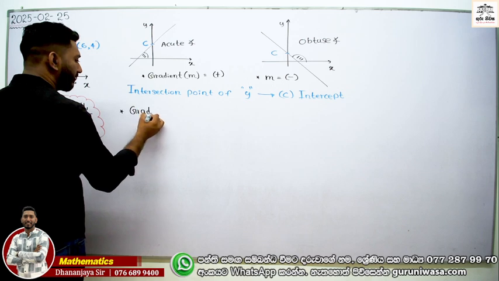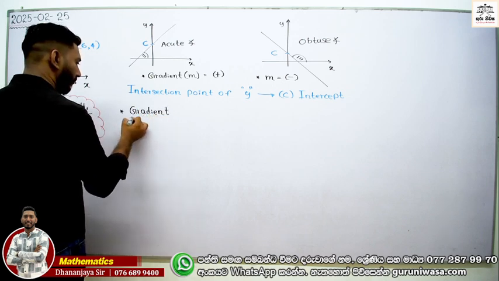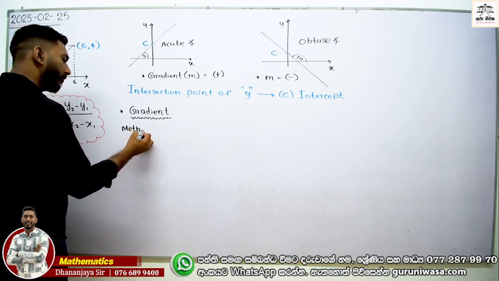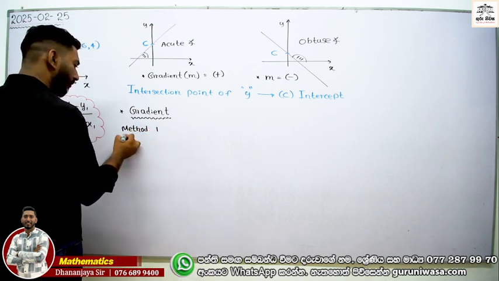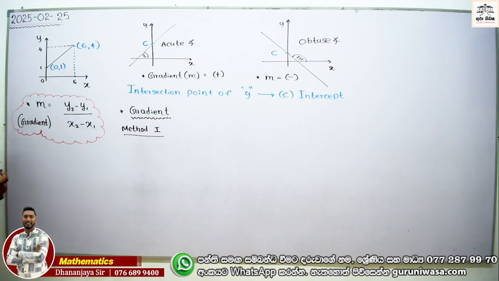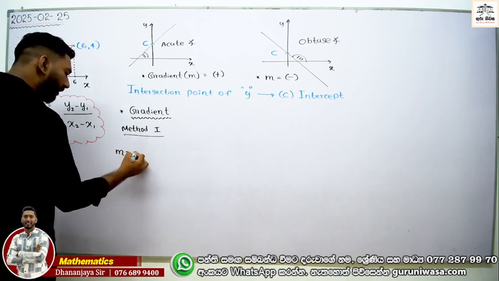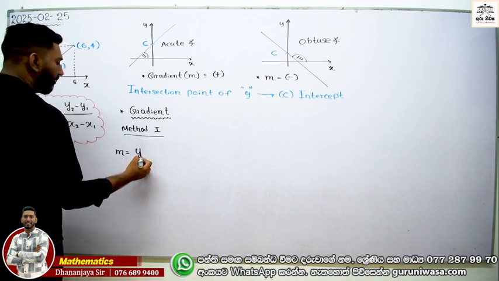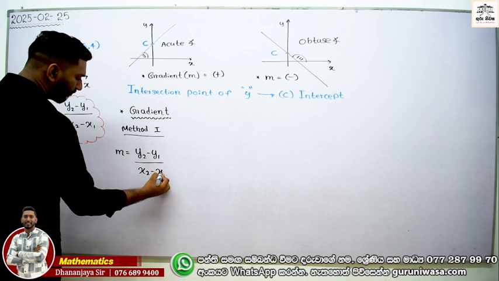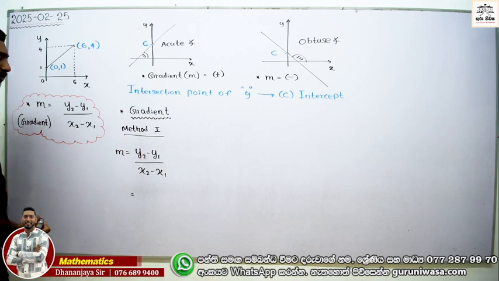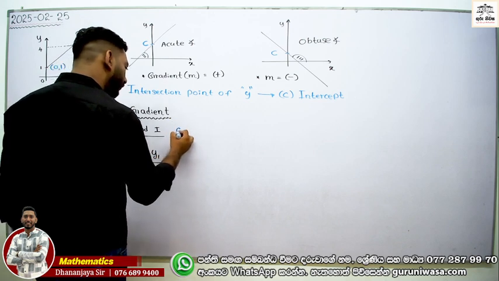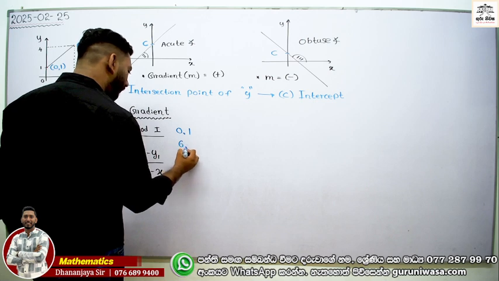How to find the gradient. Method number 1: using the formula. What is the formula? Difference of y coordinates divided by difference of x coordinates. Now tell me, what is the difference of the y coordinates? Look at this. 0, 1 and 6, 4.